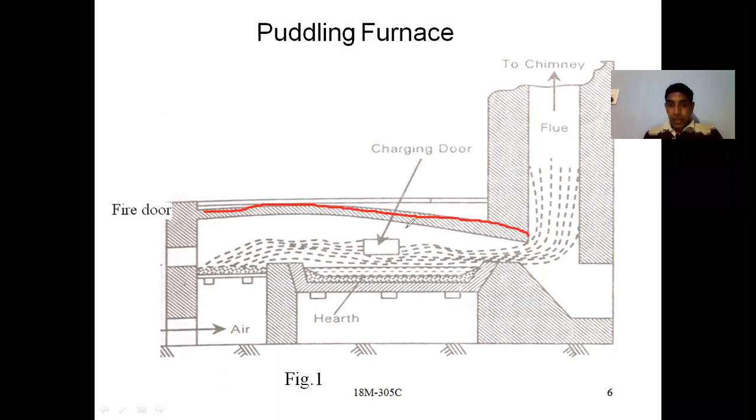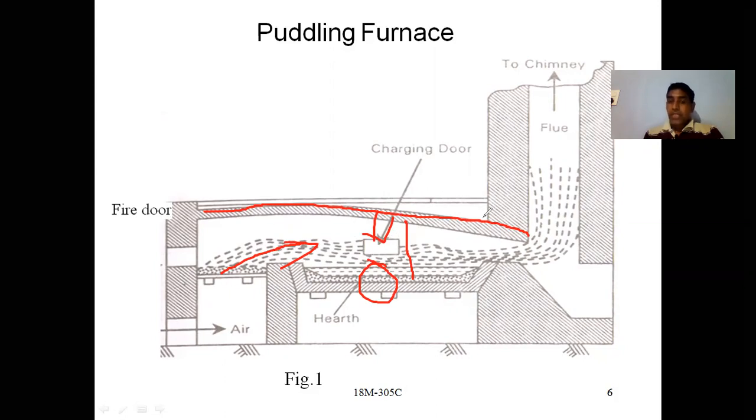And if you see the gap between the hearth and your dome, it is very small. Because of that, whatever hot gases come from here will hit this and be deflected back onto the hearth. This is your hearth, so it will be deflected back like this. So because of this, it is known as a reverberatory furnace. The flue gases and hot gases that touch the dome are deflected back to the hearth.